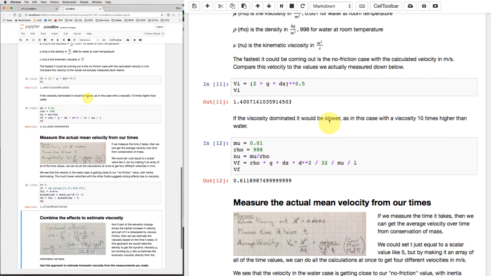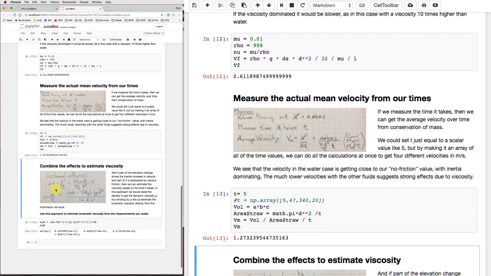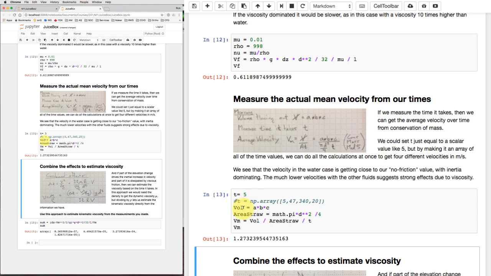That's almost as big as the entirely inertial assumption, so the one where we completely neglected friction. And what that's telling me is that for t equal to 5, the value we got for water, we're getting a flow velocity that's very much dominated just by the inertial effects. So the viscosity of the water is playing a very small role in what's going on.